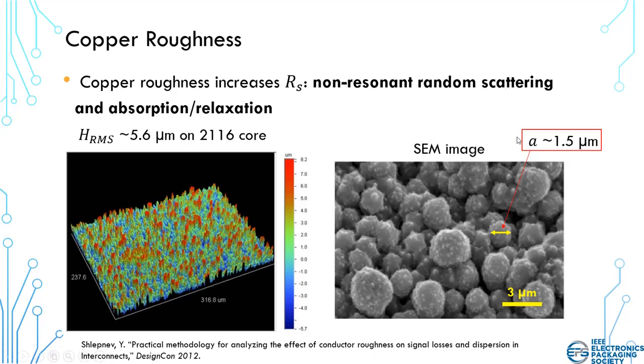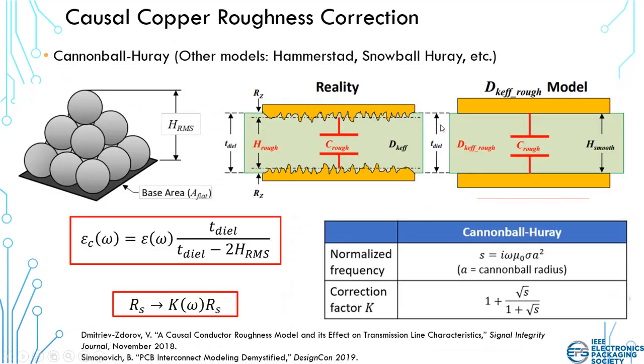And here, you can see it's maybe 1 to 2 micron particle size in this SEM image. So we have some average here that we can look at. So we can use these values within an analytical model that builds our copper roughness correction factor. And so in this example, I'm going to use the Cannonball-Huret model. However, one of, I believe, Yuri Shlepnev's recent DesignCon presentations from this year, in that presentation, he looked at tabulated data for the copper roughness correction factor.